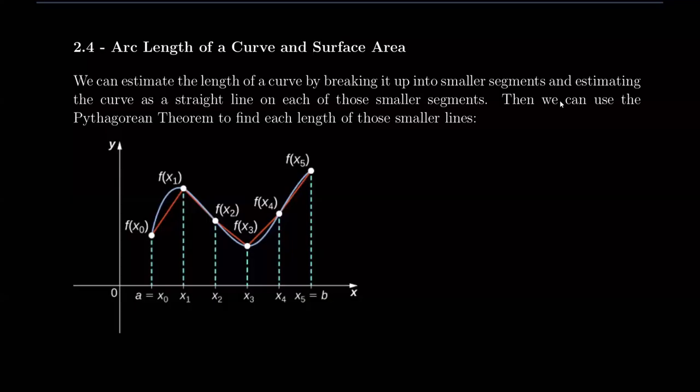Let's look at 2.4. We're going to start talking about arc length of a curve as well as surface area of a revolution, so if I were revolving that curve. We're going to first start off by estimation, and then we're going to find the exact length.